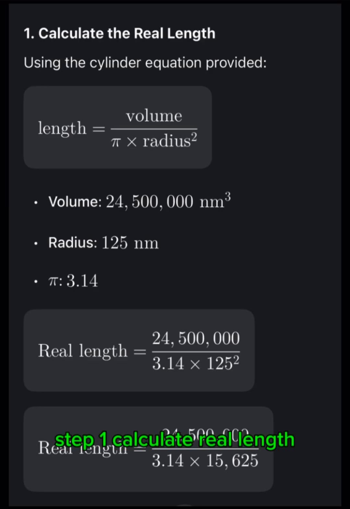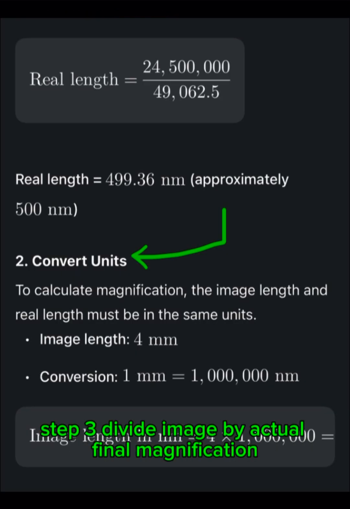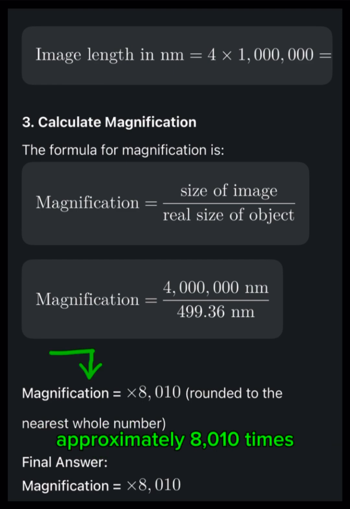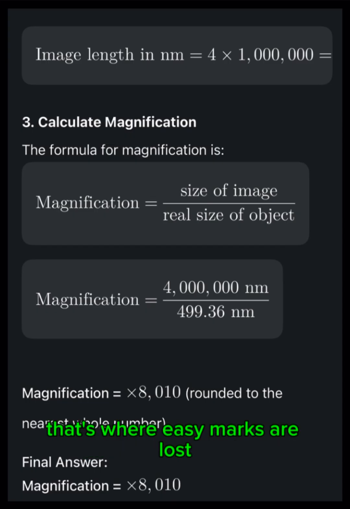Step 1: calculate real length. Step 2: convert units to match. Step 3: divide image by actual. Final magnification: approximately 8010 times. Exam top tip: always convert units before dividing. That's where easy marks are lost.